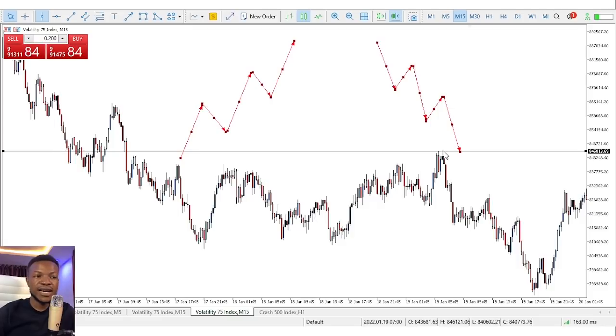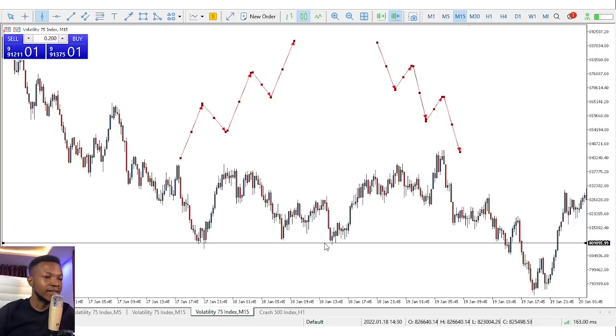When it is reversed at the top, it is called what? A resistance. But when you have the reversal at the bottom, something like this, you can see it tested here once, and this is the second time, right? It is called support. Now, when the support and resistance don't happen in the horizontal manner, when they happen in a diagonal manner, that is where you refer to it as what? A trend. You refer to it what? As a trend line, right?